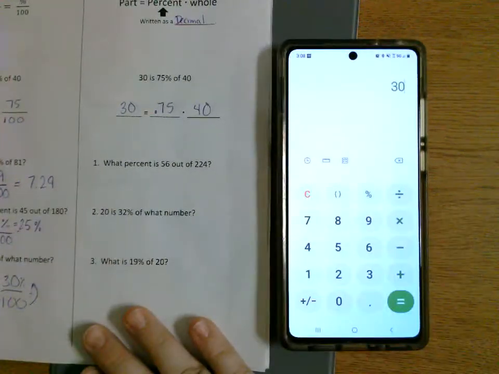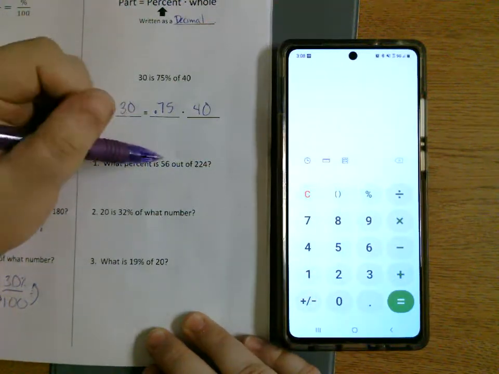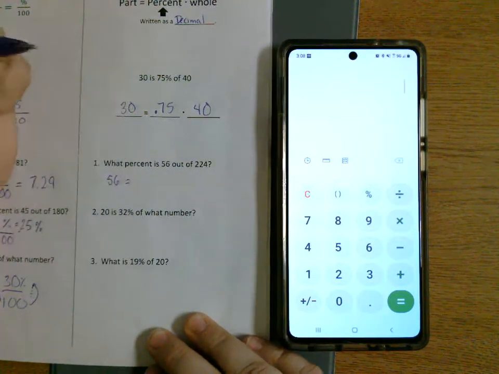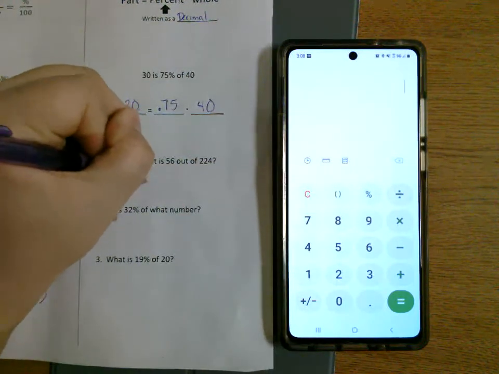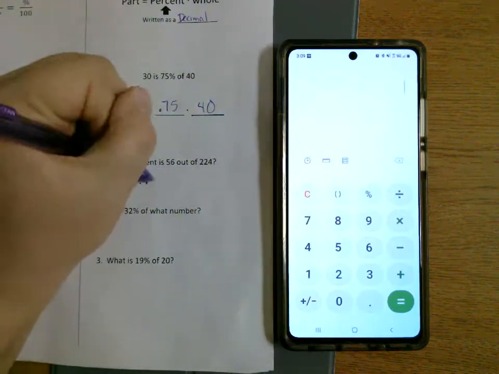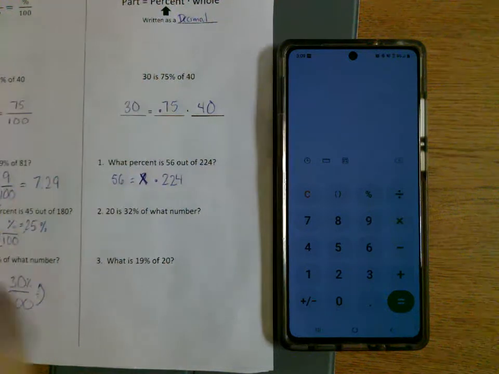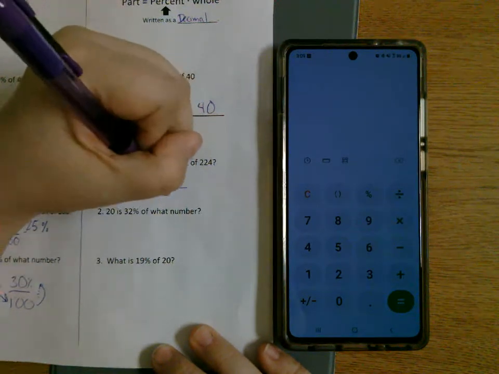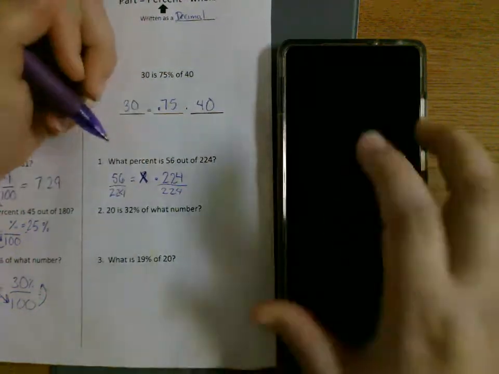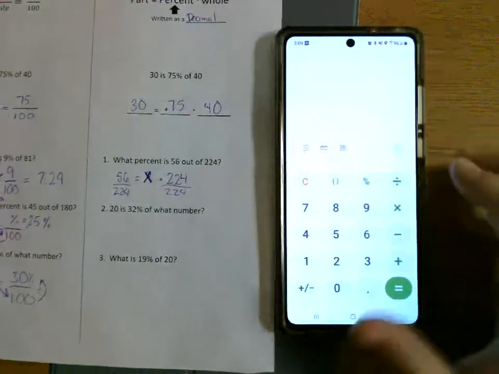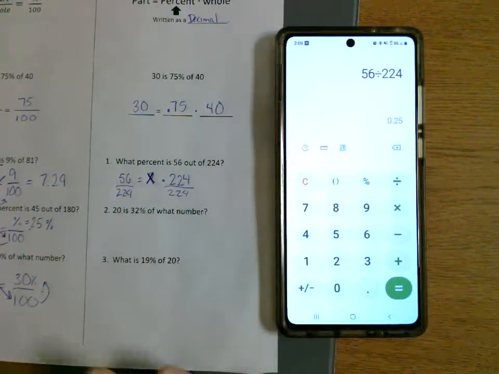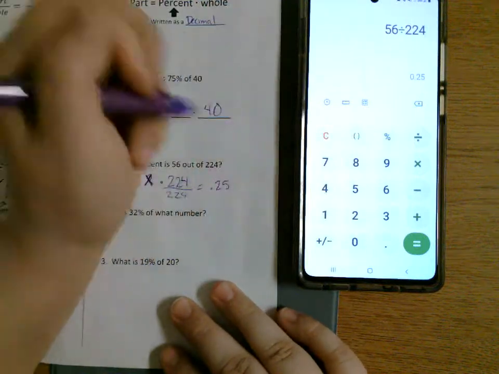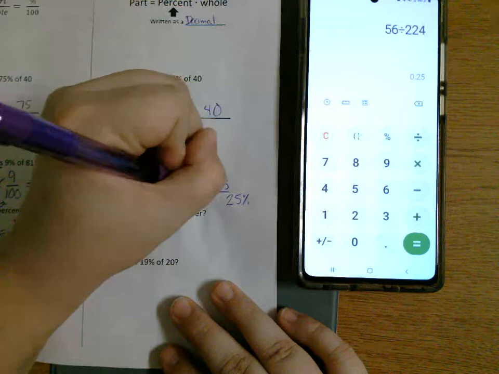All right, but what if we're missing pieces? So what percent is 56 out of 224? 56 is the part, set equal to the percent, which we do not know, so that's going to be marked as X, times our whole, which is 224. So we need to make sure that we're figuring out what X is. In order to do that, divide by 224. So we have 56 divided by 224 gives us 0.25, which means that our answer is 25%. You do not leave it here.